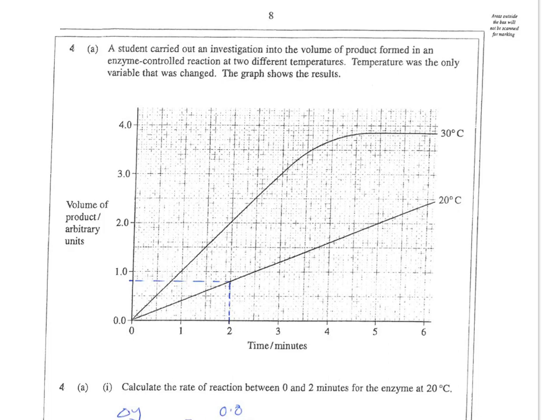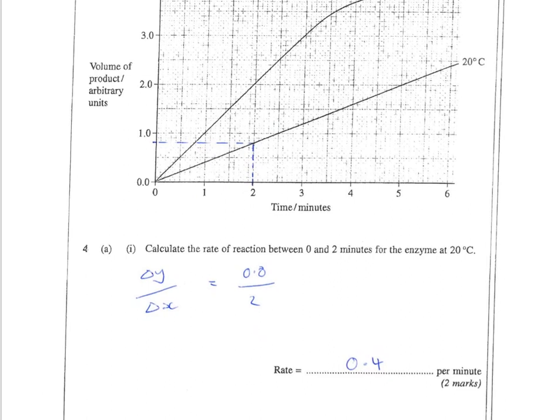So the first one is a calculation. It asks you to calculate the rate of reaction between 0 and 2 minutes. So first of all, make sure you're using the correct times. And then you need to go up to the line and across from each of those. So at 0, 0, that's fine, that's touching at 0. At 2, go up to the line and across. You find a value of 0.8. A rate of reaction is calculated by the change in y divided by the change in x, where x is time.